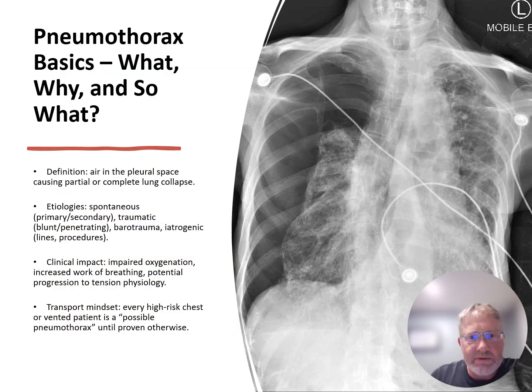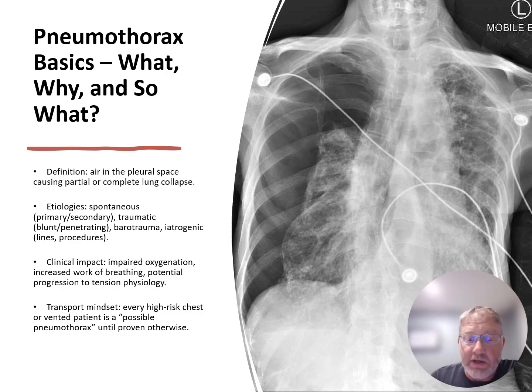Let's ground ourselves in a simple definition. Pneumothorax is air in the pleural space causing partial or complete lung collapse. That air can come from a spontaneous bleb rupture in a tall, thin young person. It can come from underlying lung disease like COPD. It can come from blunt or penetrating trauma. It can come from barotrauma in a patient on high pressure mechanical ventilation, or from procedures such as central line insertion or transbronchial biopsy.